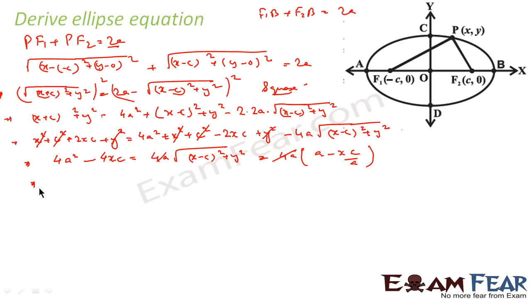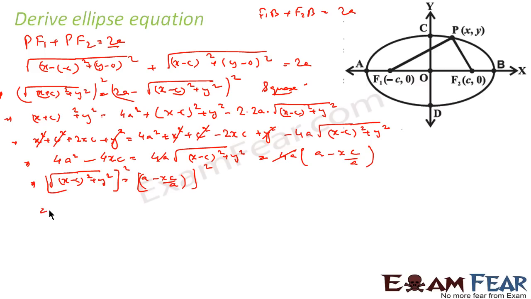So what I'll get is root of (x minus c) whole square plus y square is equal to a minus xc by a. Right here, root of (x minus c) square plus y square is equal to a minus xc by a. Now I'll square both sides, left hand side and right hand side.